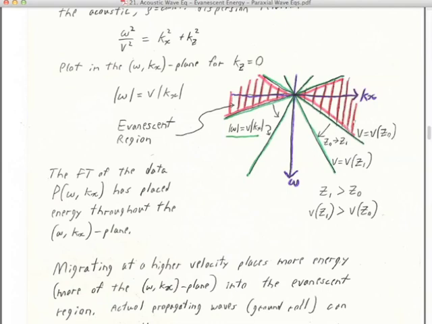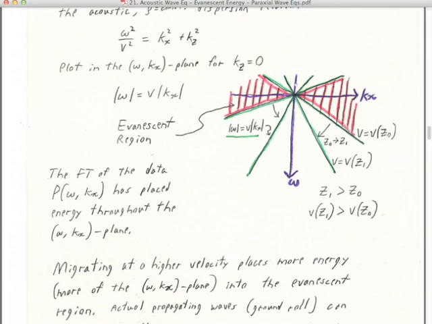So the effect of the velocity in the omega kx plane is going to have an effect on what happens in our process of downward continuation and our solution to that problem.